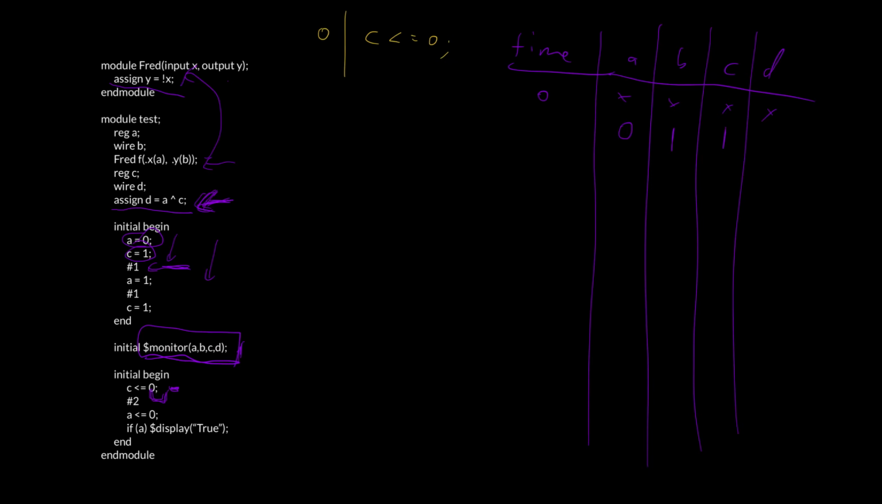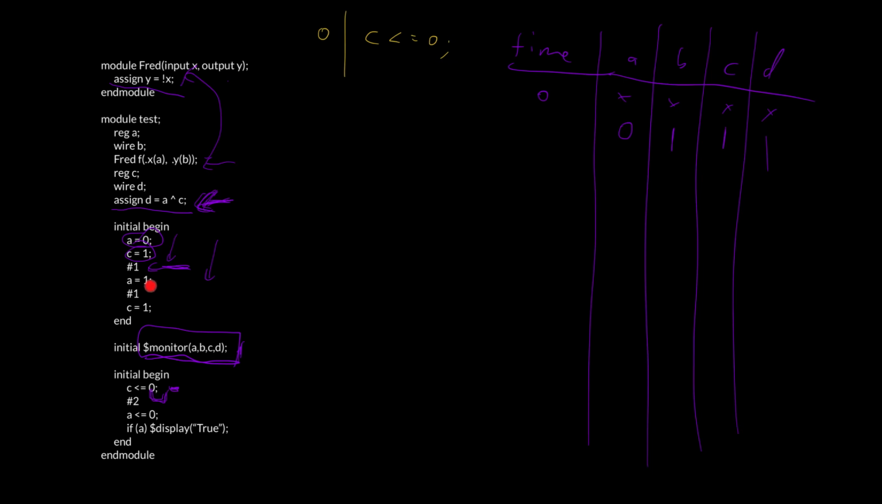Okay, so we've done this and this. We haven't done this yet. We have to assign D to A exclusive OR C. So having a look across here, A is 0, C is 1, so in the exclusive OR then we get a 1, so D becomes 1.